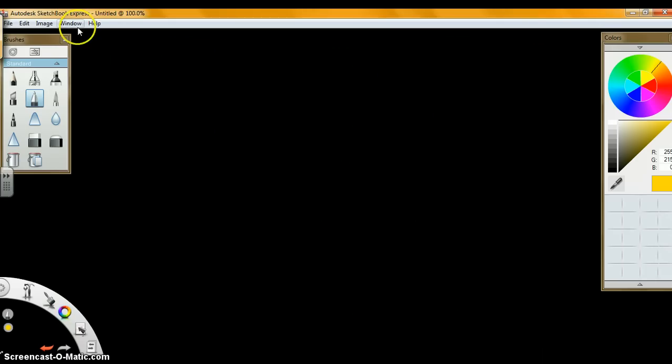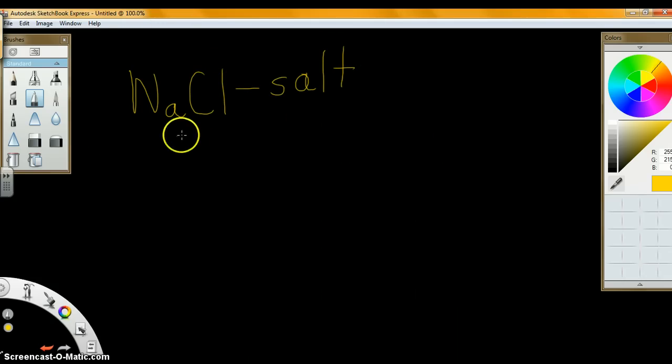For example, NaCl. That is the formula for salt. This is sodium chloride, and we know it as salt. You can see after Na, that's the symbol for sodium, there is no subscript. So that means there is only 1 atom of sodium, and after Cl, for chloride, there is only 1 atom of chloride as well, and so that is not going to have a subscript.